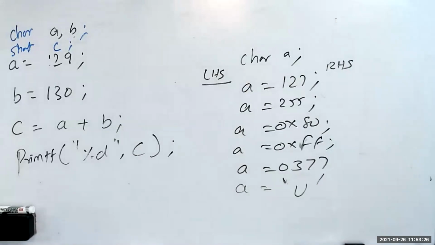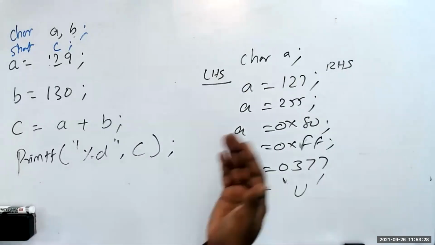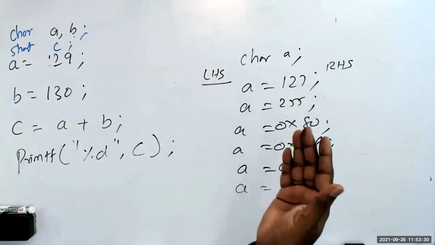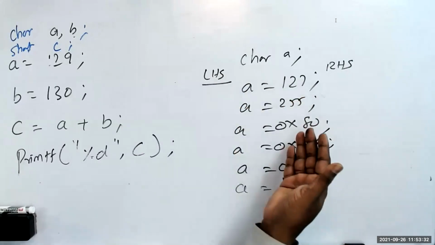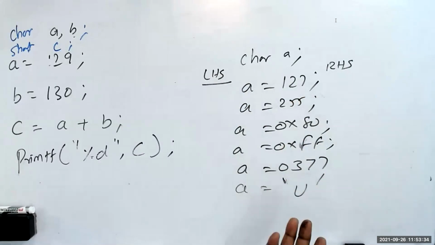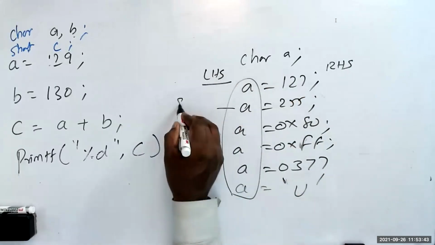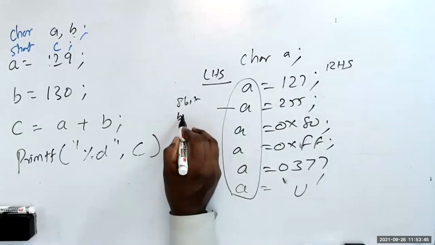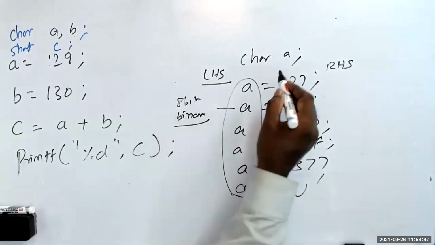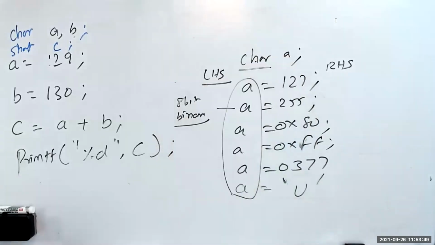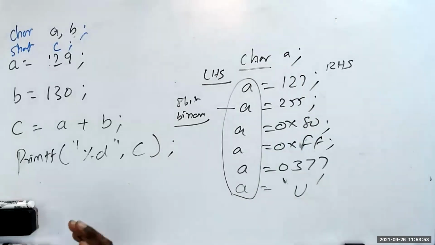The compiler never bothers whether you write binary, symbol, hexa, or octal. Nothing is bothered by C. Everything goes as 8-bit binary, because you told me to allocate only 8 bits. You told me to allocate only this.